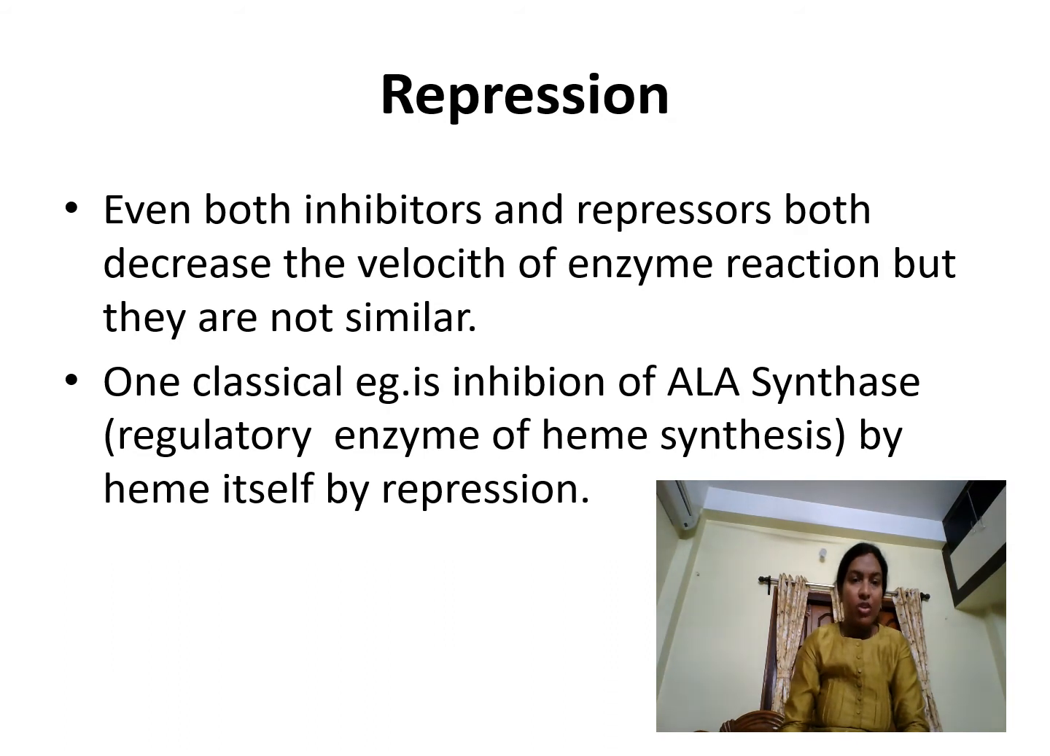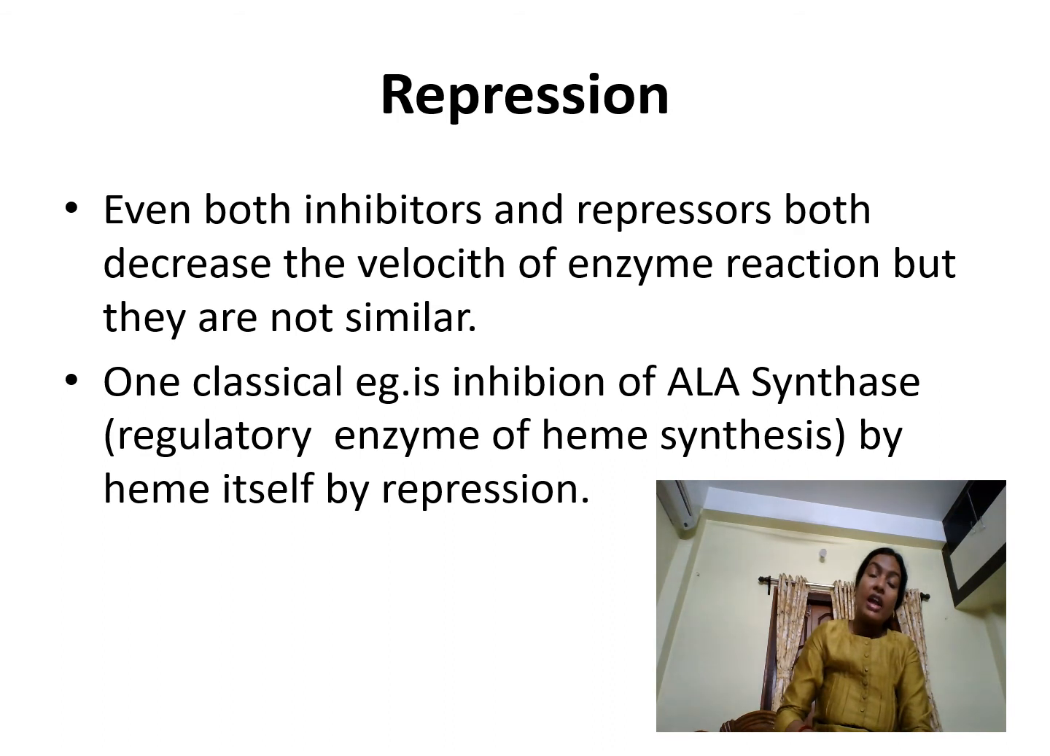But the repressor molecule does not act directly over the enzyme. It acts at the genetic level. This is the first difference. Next, the inhibitor molecule, after binding with the enzyme, causes some conformational changes within the enzyme. So the binding affinity of the enzyme towards the substrate is decreased or lost. But the repressor molecule decreases the enzyme synthesis. So the inhibitor does not decrease the enzyme concentration, but the repressor molecule decreases the enzyme concentration.